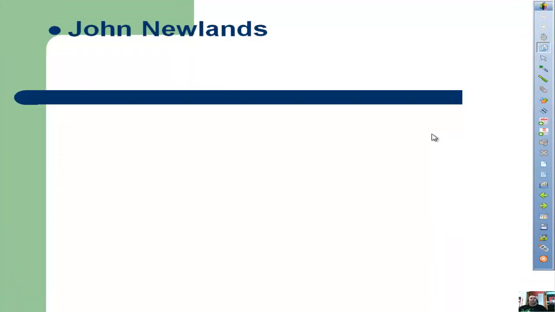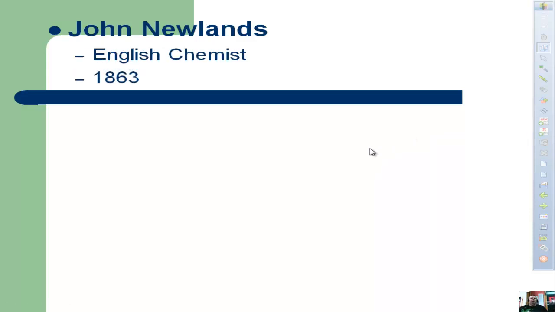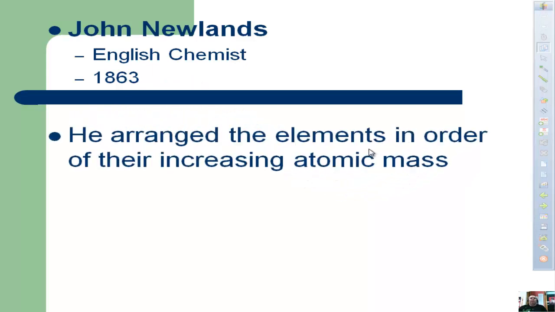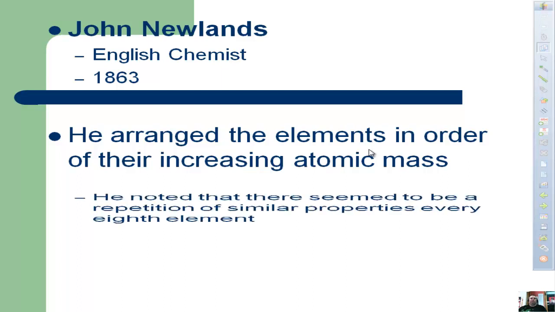The second attempt at classifying the elements that we currently knew of was by John Newlands. John Newlands was an English chemist, and he was looking at the elements around the time 1863. And again, what he did was he looked at their atomic masses. He said, for the elements that we know of at our time, I'm going to place the lightest element first, I'm going to place the heaviest element last, and I'm going to start organizing them by increasing atomic mass.